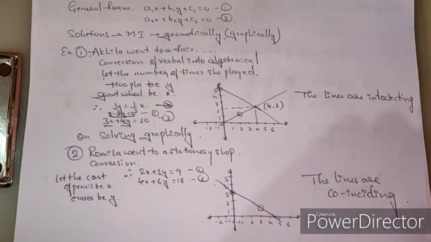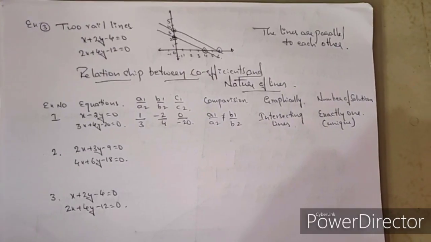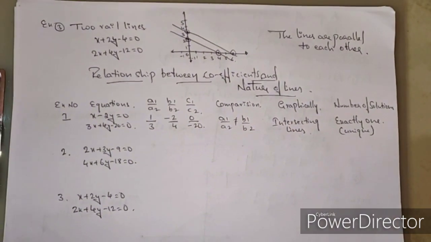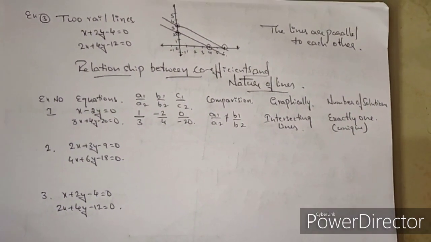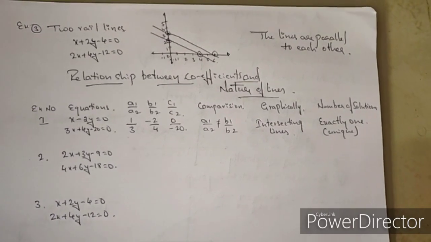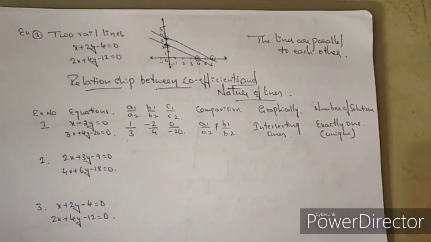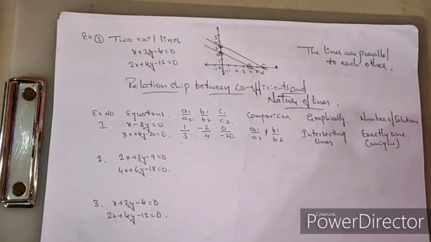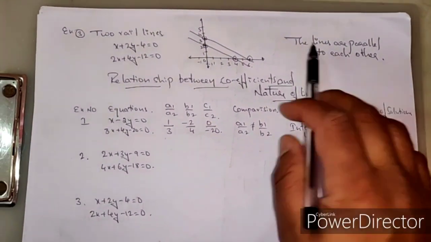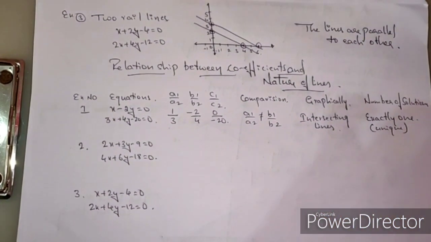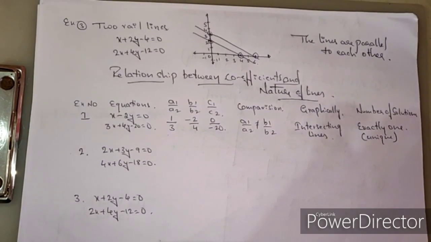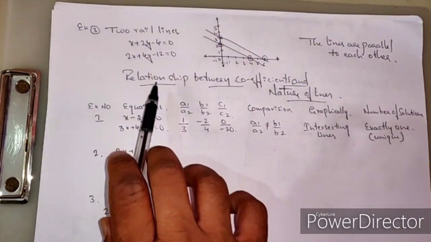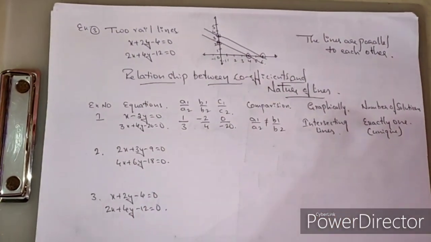So let us take one more example. This is an example of rail lines. As you know, the rail lines are represented with the equations x plus 2y minus 4 is equal to 0 and 2x plus 4y minus 12 is equal to 0. When we draw the graph for this, you can see the graph is as follows. How are the lines to each other? We can say that the lines are parallel to each other. Now let us understand, just by looking at the coefficients, can we tell the nature of the lines? That is the relationship between the coefficients and the nature of lines.